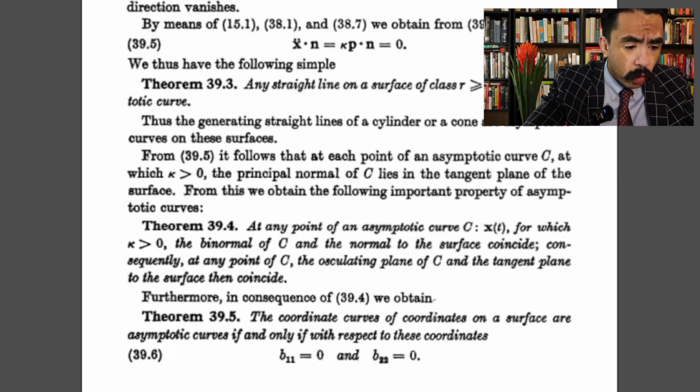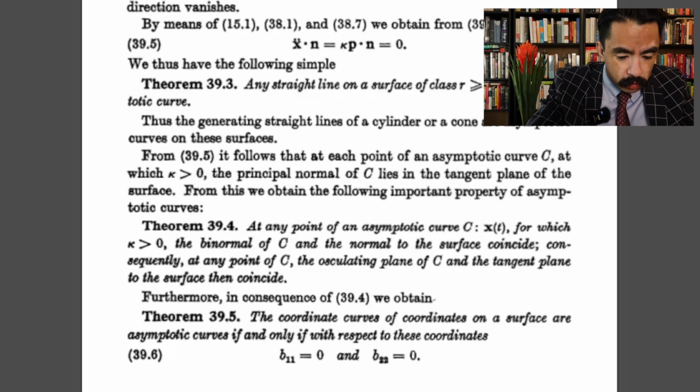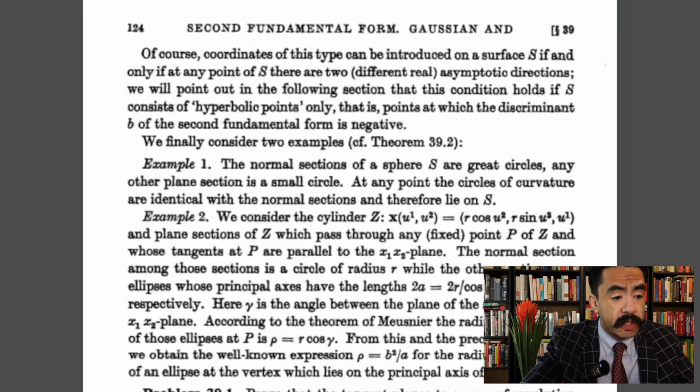The coordinate curves of coordinates on a surface are asymptotic curves if and only if, with respect to these coordinates, b_1 = 0 and b_2 = 0. Of course, coordinates of this type can be introduced on a surface S if and only if at any point of S there are two different real asymptotic directions. We will point out in the following section that this condition holds if S consists of hyperbolic points only, that is, points at which the discriminant b of the second fundamental form is negative.